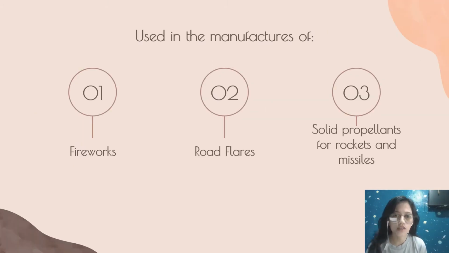So perchlorates are salts that have no color and no odor. These salts are very reactive, especially when used in the manufacture of fireworks, road flares, and solid propellants for rockets and missiles. Next is bisphenol.